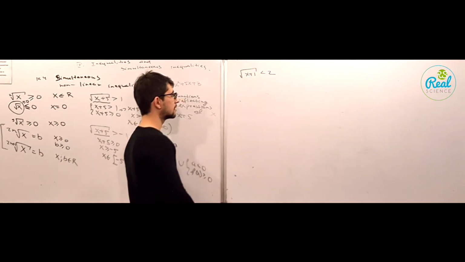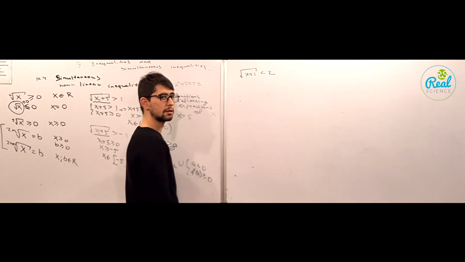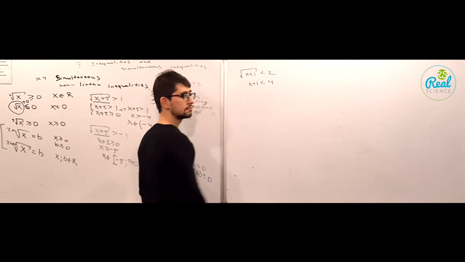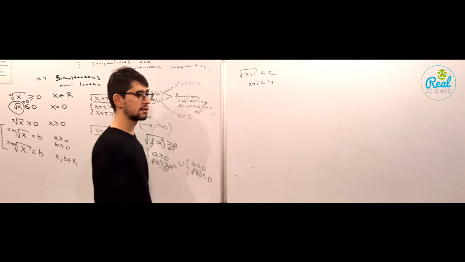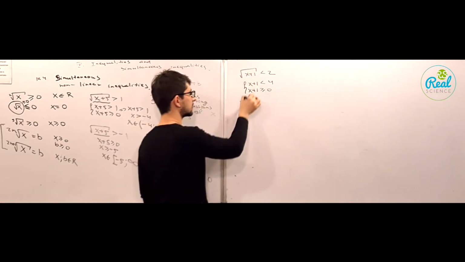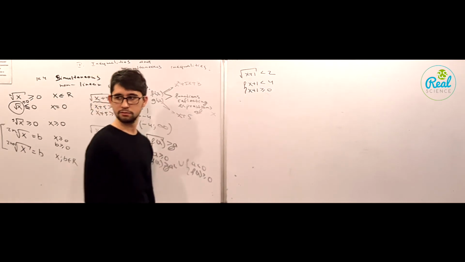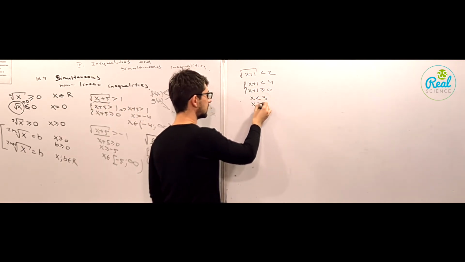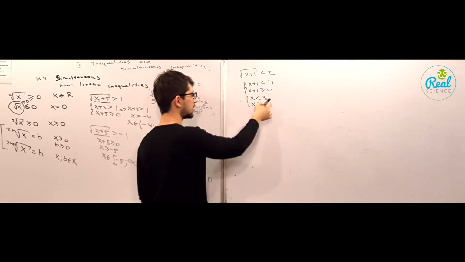Simultaneous. Yeah. x plus 1 less than 4. What is next? You take x plus 1, it should be positive, and you solve it. So for the first one, x is less than 3. For the second one, x is greater than or equal to minus 1, right?